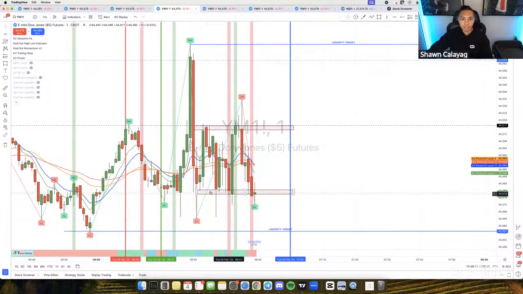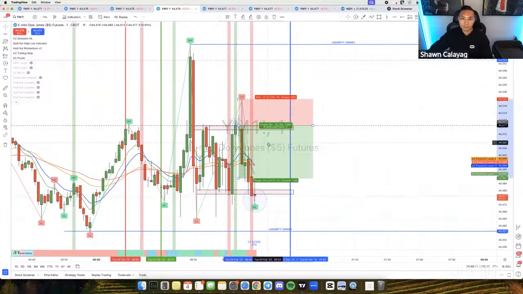Ideally, I'd look for those double body rejections around these areas. So if we would see some sort of double body rejection, kind of similar to what happened right here, right? Double body rejection. Could have taken that right there for a quick little sell.